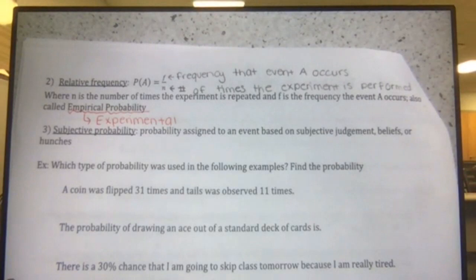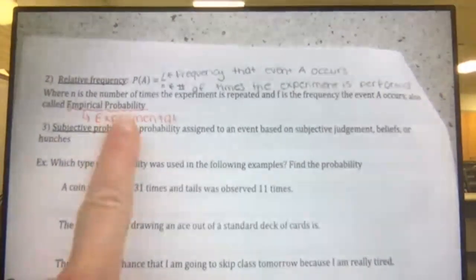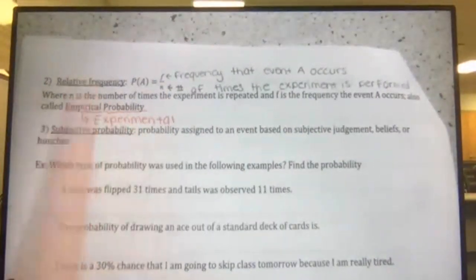So the next example says which type of probability was used in the following examples, and then find the probability. So classical, relative, or subjective. The first example: a coin was flipped 31 times and tails was observed 11 times. So they actually performed the experiment. So any ideas? Close. They actually performed the experiment. So relative.